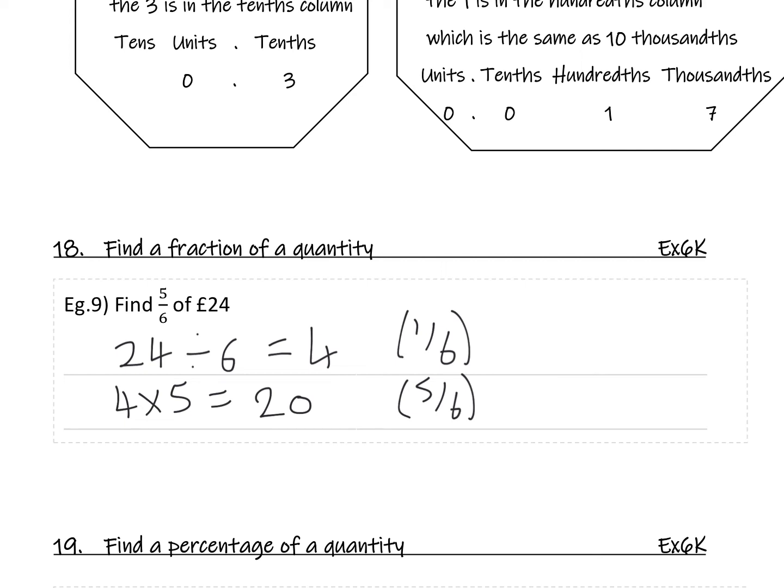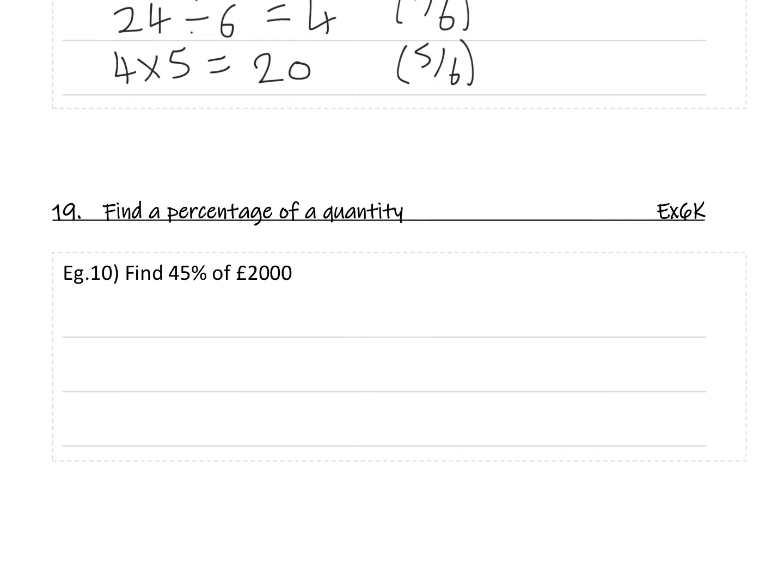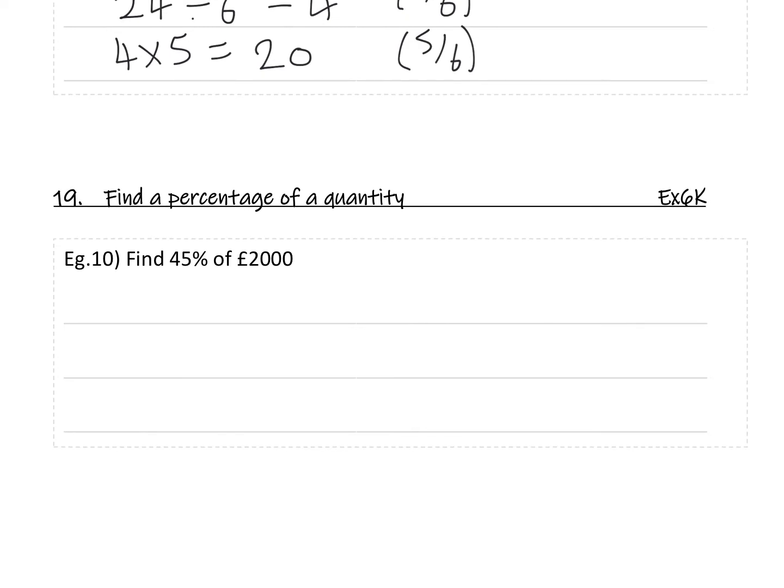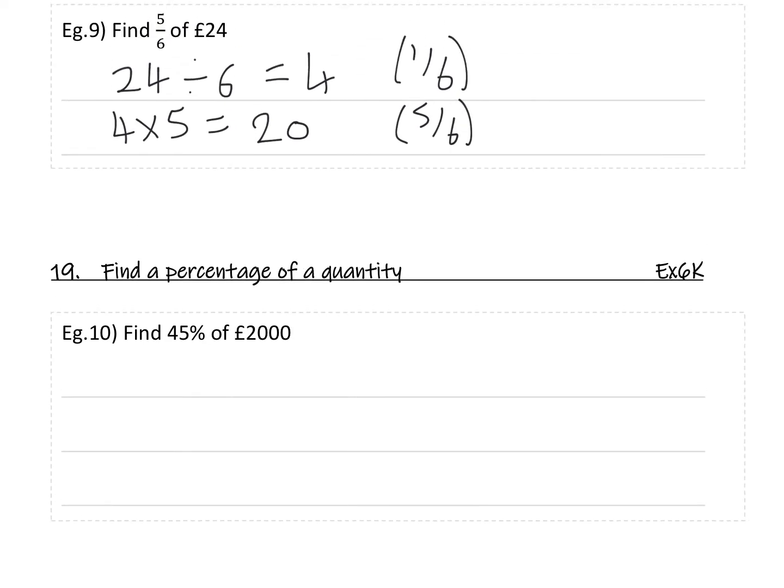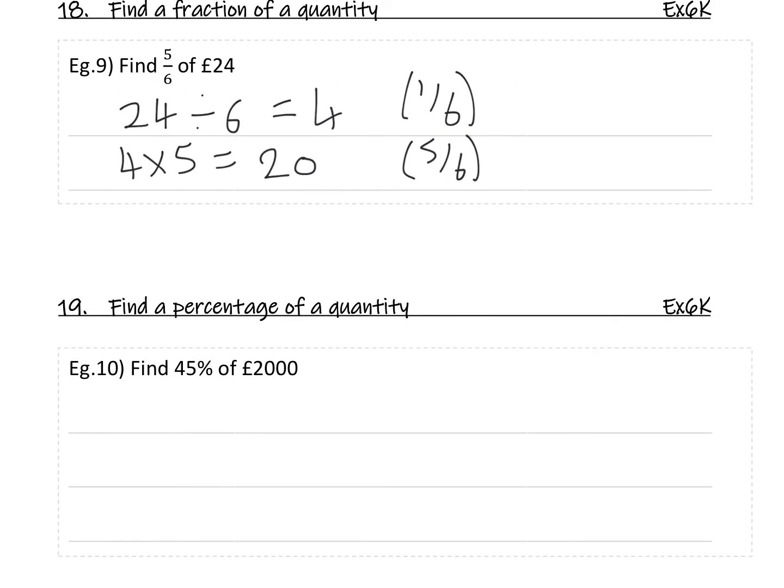Percentage of a quantity. Pause the video and have a go at example 10. In example 10, we have to find 45% of 2,000. Now you have a couple of ways to do this. I'll just start off with trying to use the same technique as the fraction in example 9.